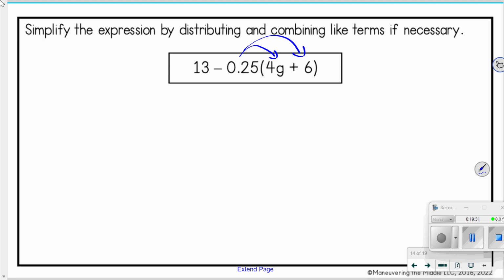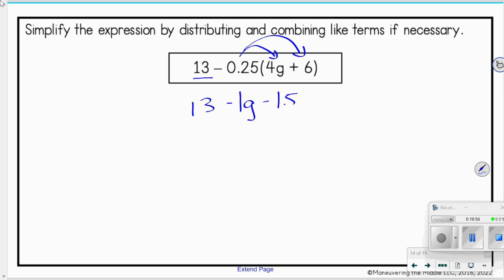So 2500 times 4, that's just going to be 1, but it's a negative, so negative 1g. 2500 times 6, that's going to be 1 and 5/10. Negative times positive is a negative. I still have the 13 out here. Please don't forget the additional pieces. So you're going to want to do the distributive property first, because that's order of operations. I have to multiply before I do the addition and subtraction.